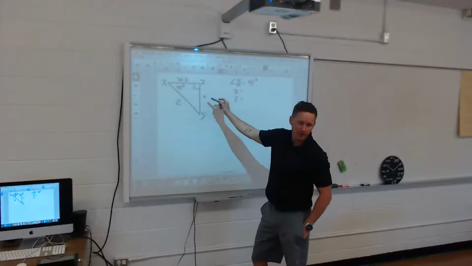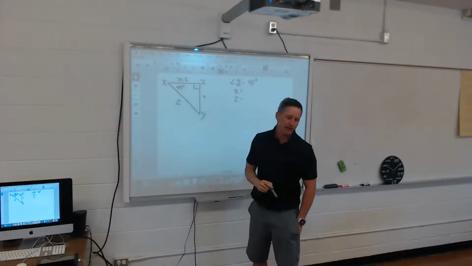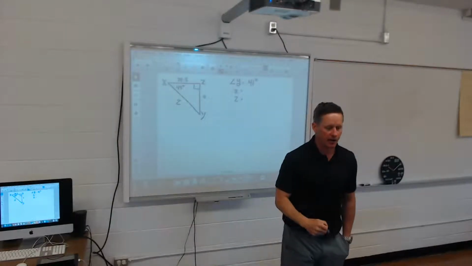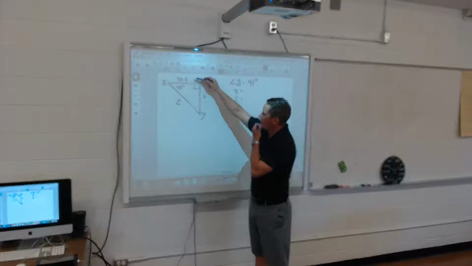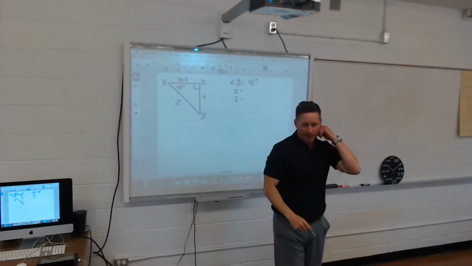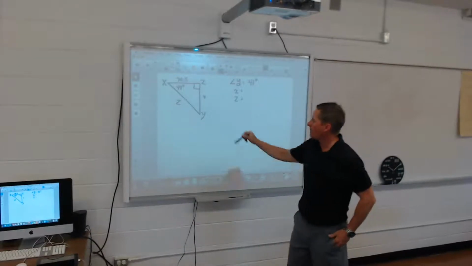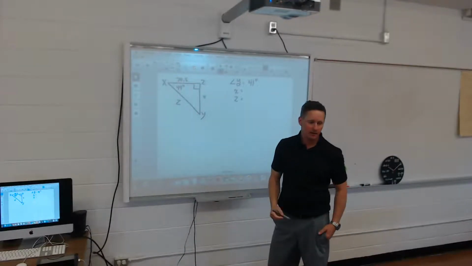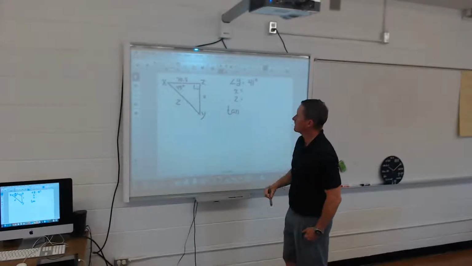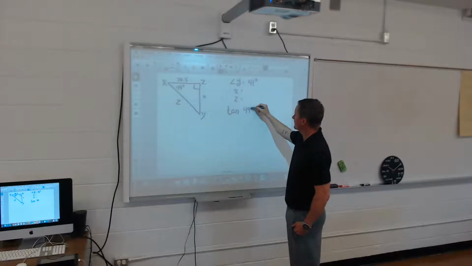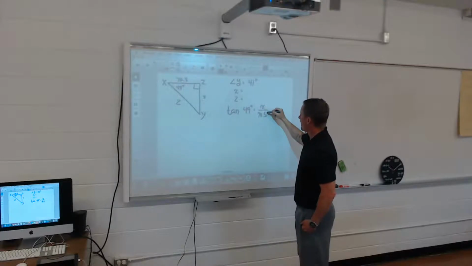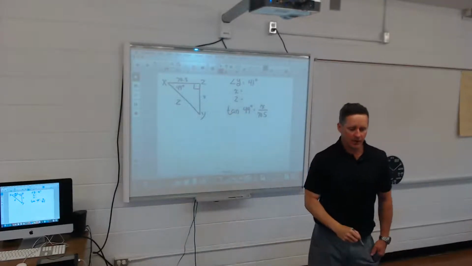Let's find X first. Where is X in relation to 49? Well, it's across from it, but in terms of trigonometry, we call that the opposite. Where is 70.5? Well, it's next to it, so in trigonometry, we call that adjacent. So I have the opposite side and the adjacent side. So the trig function is tangent. So tan 49 degrees equals X over 70.5. So the opposite over the adjacent.